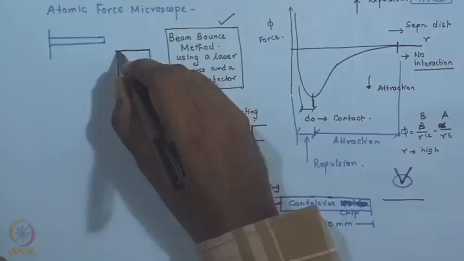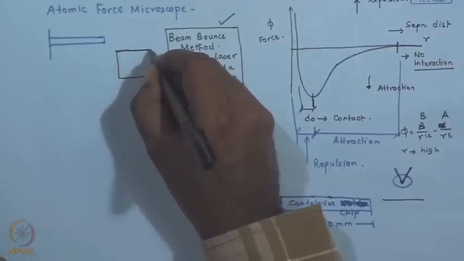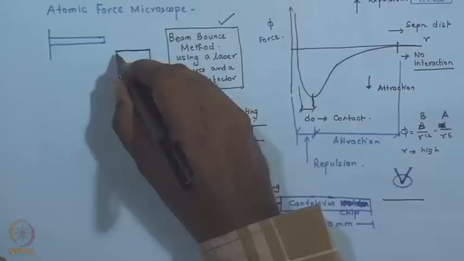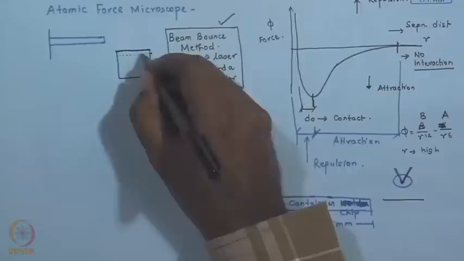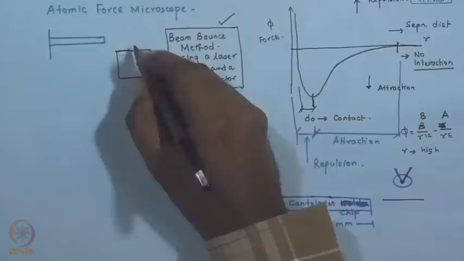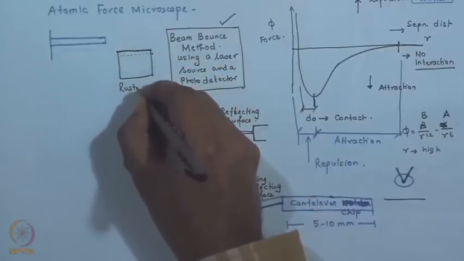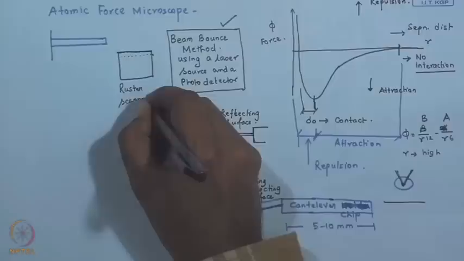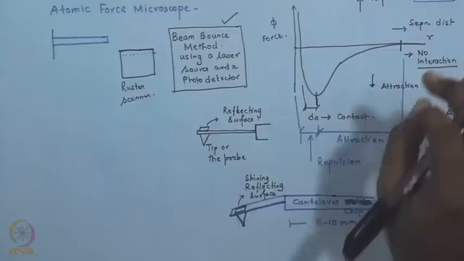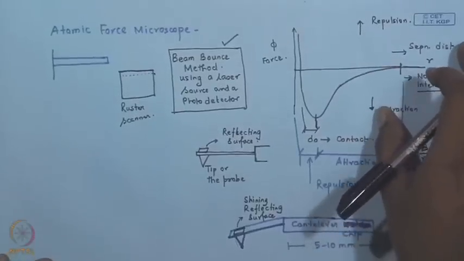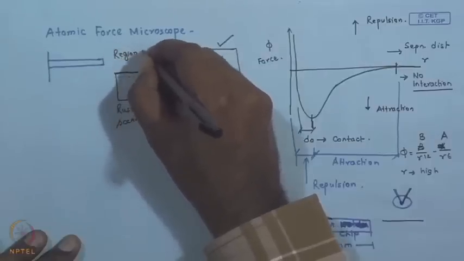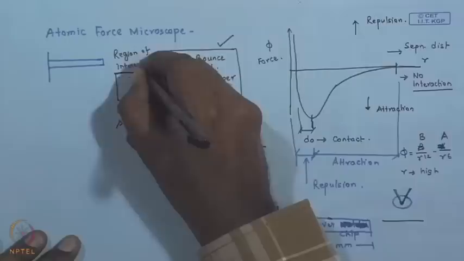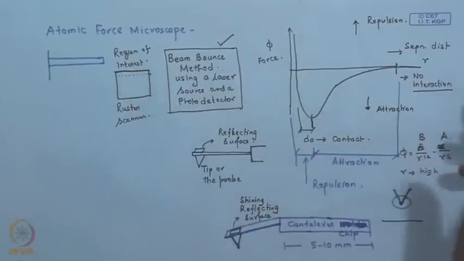So the scanner starts from here. i equal to 1, 2, 3, 4, 5, 6, all the way up to 512. Then 512 to 1, it comes back for j equal to 1. Then it changes to j equal to 2. Then again for i equal to 1 to 512, it goes all the way. Then again comes back, goes like that. So essentially, this is what is known as the rastering action or the raster scan. So the scanner tip, or the probe tip in case of an AFM, visits every location of the sample surface, which is the region of interest, to collect the information about the topography or any other detail we are looking for.